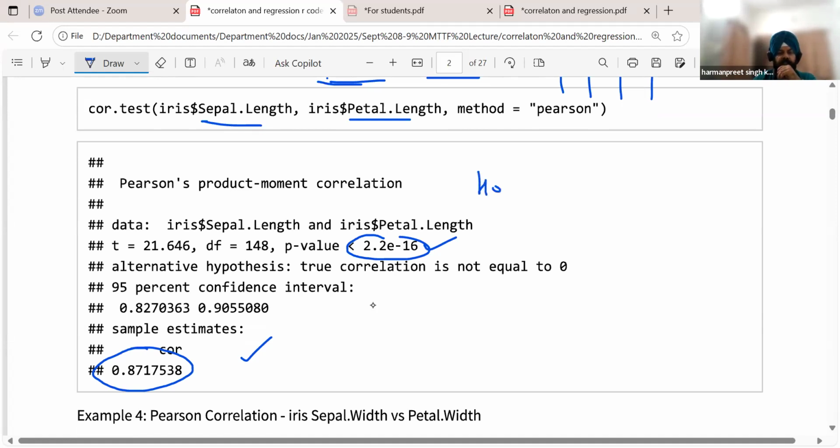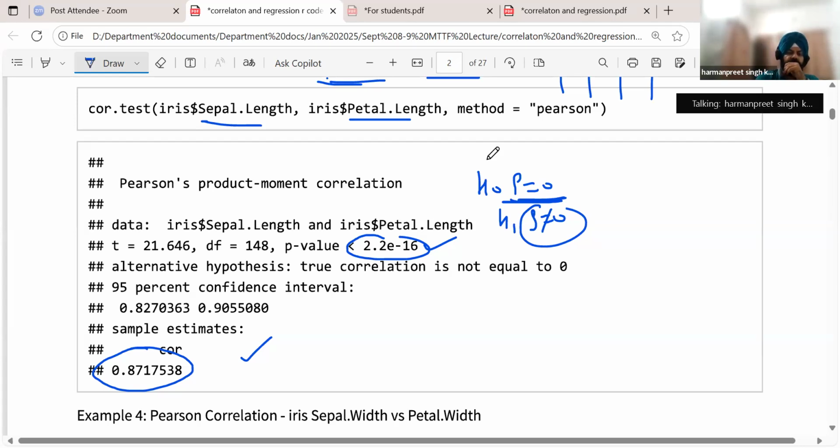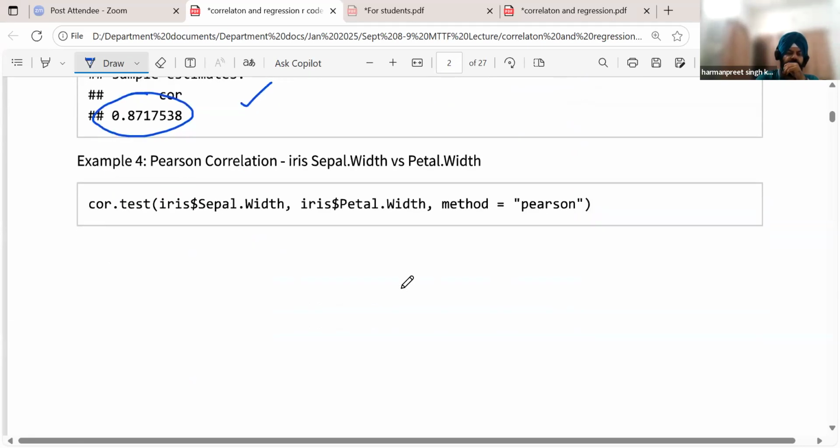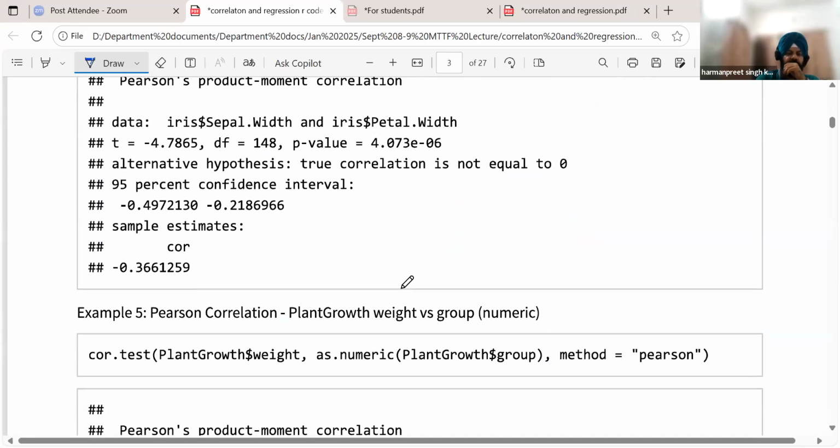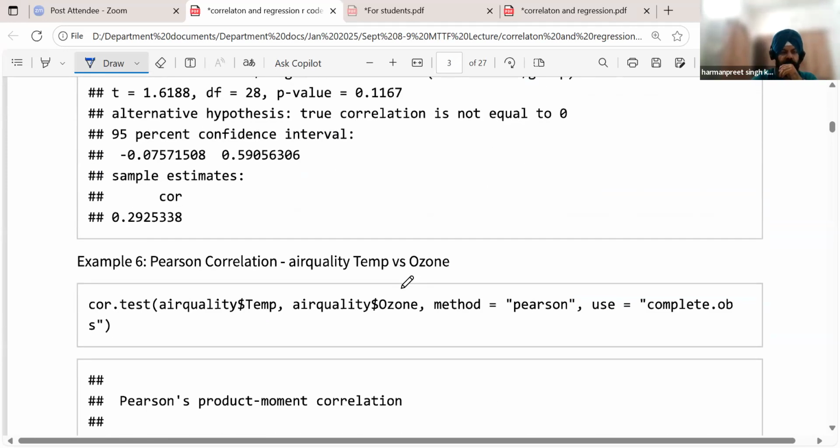And what is our null hypothesis? That is rho equal to 0, and the alternative is rho not equal to 0. Rho equal to 0 means there is no relationship between sepal length and petal length, and rho not equal to 0 means that there is a strong linear relationship between these two variables, and so on. I have put in more examples. You can do it also.